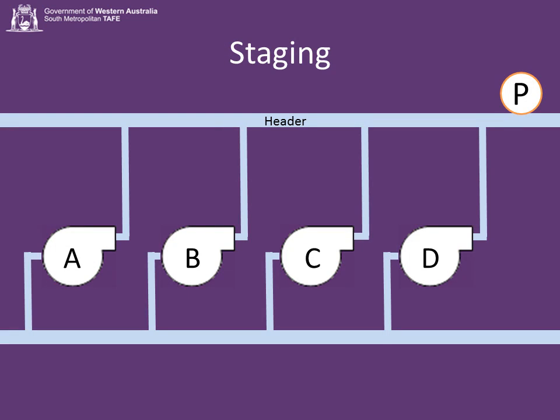Let's look at a couple of different examples of staging. In the first example, we have to maintain a certain pressure in a header. We need to start pumps up in sequence until the target pressure is reached. There's 4 possible stages: 1 pump running, 2 pumps running, 3 pumps running, and 4 pumps running.